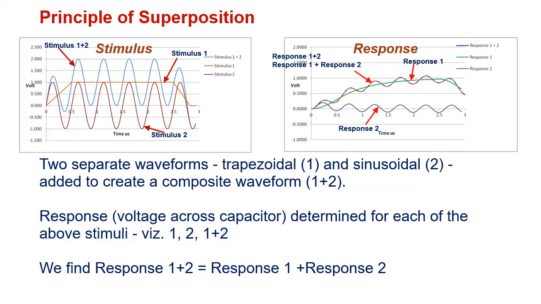We now introduce the principle of superposition by way of an example. We create a composite stimulus waveform by summation of two waveforms 1 and 2 and name the composite stimulus as 1 plus 2. Next we determine the capacitor voltage waveform corresponding to stimuli 1, 2, and 1 plus 2. We name the responses accordingly as 1, 2, and 1 plus 2. We find that response 1 plus 2 can be determined by summing response 1 and response 2. This is an illustration of the principle of superposition.